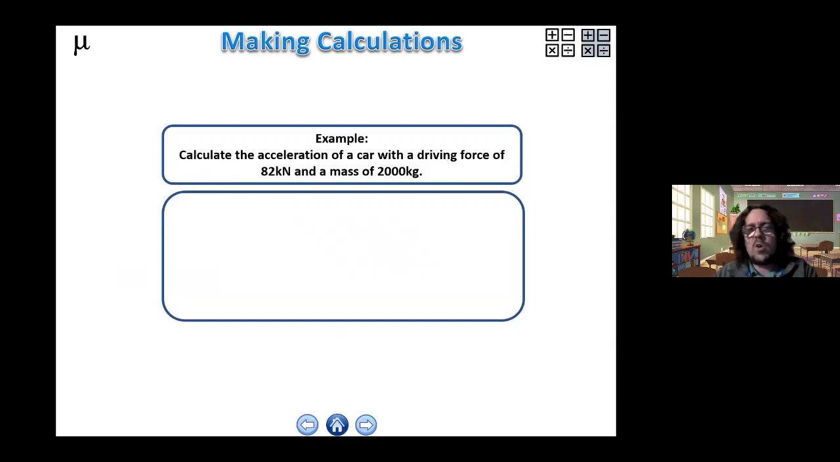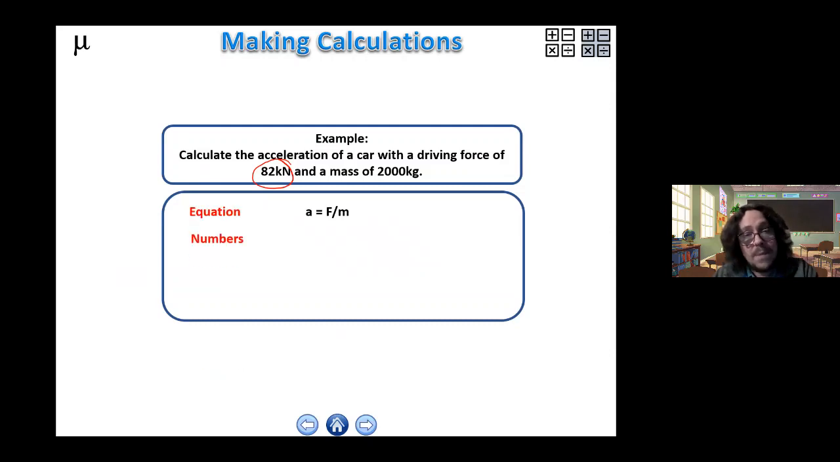First of all, I have to acknowledge that this 82 here is in kilonewtons. This is 82 kilonewtons, right? So I have to find the correct formula. First off, if I haven't got the right formula, then I'm not going to answer this question. And we'll look at finding the right formula in just a moment, and we're going to look at formulas exclusively. But for now, take my word for it. The correct formula to use here would be a equals F divided by m, Newton's second law.